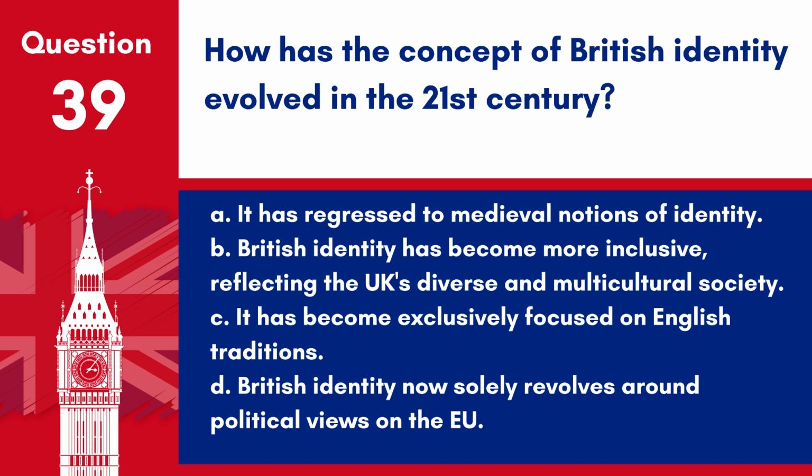Question 39. How has the concept of British identity evolved in the 21st century? A. It has regressed to medieval notions of identity. B. British identity has become more inclusive, reflecting the UK's diverse and multicultural society. C. It has become exclusively focused on English traditions. D. British identity now solely revolves around political views on the EU. Answer: B. British identity has become more inclusive, reflecting the UK's diverse and multicultural society.